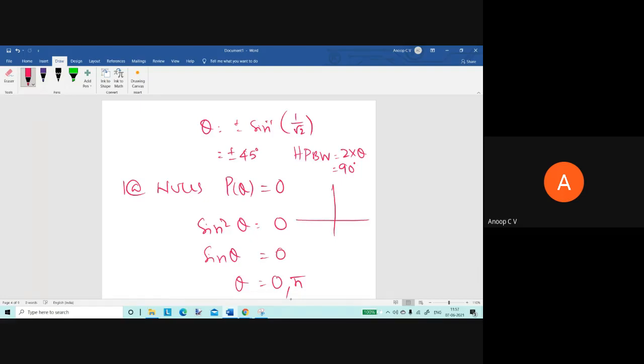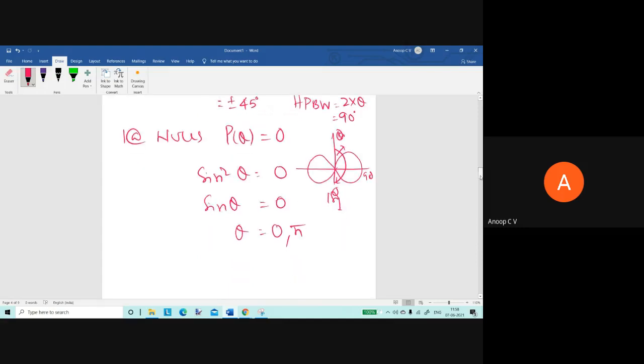So this pattern will be something like this. Sine square theta pattern will be something like this. This is theta equal to 0, 90, 180, right, like that. So null will happen at 0 degree and 180 degree. So the beam width between nulls is this much. So it is equal to twice 90 degrees.